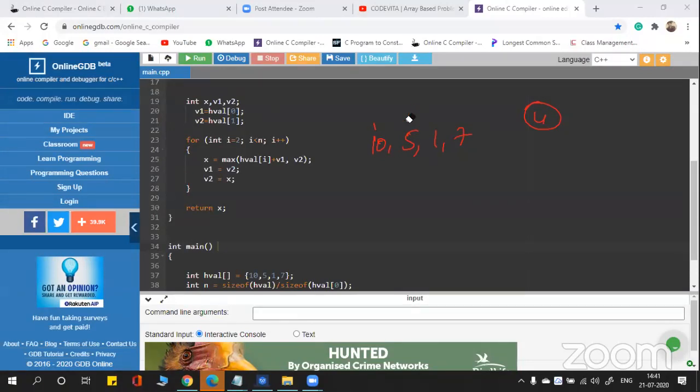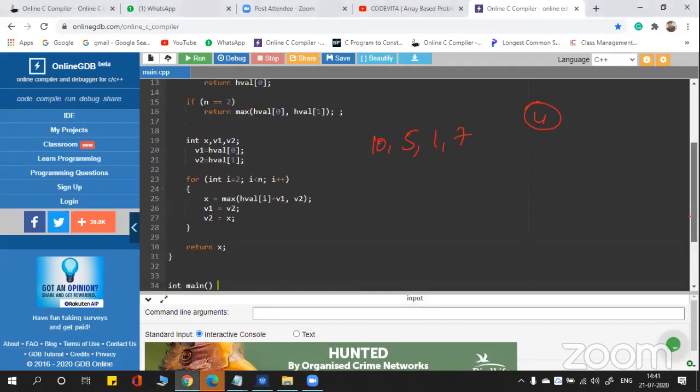So if I take this program, we discussed it yesterday, but we made a small mistake. This is the code which we discussed yesterday. What was the code we discussed yesterday?